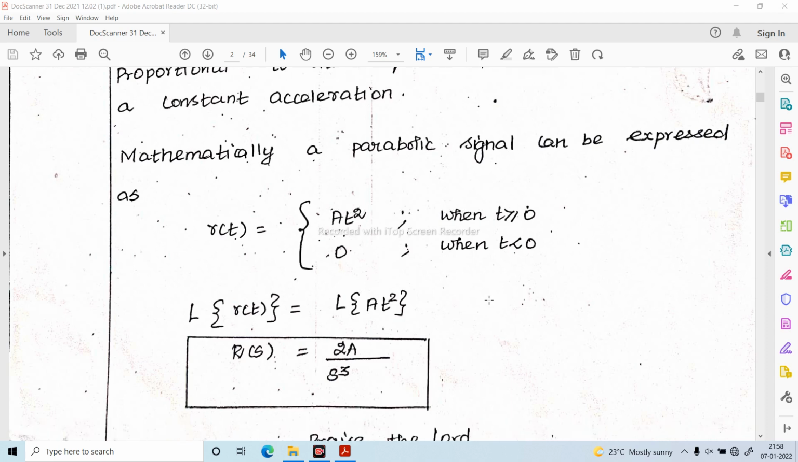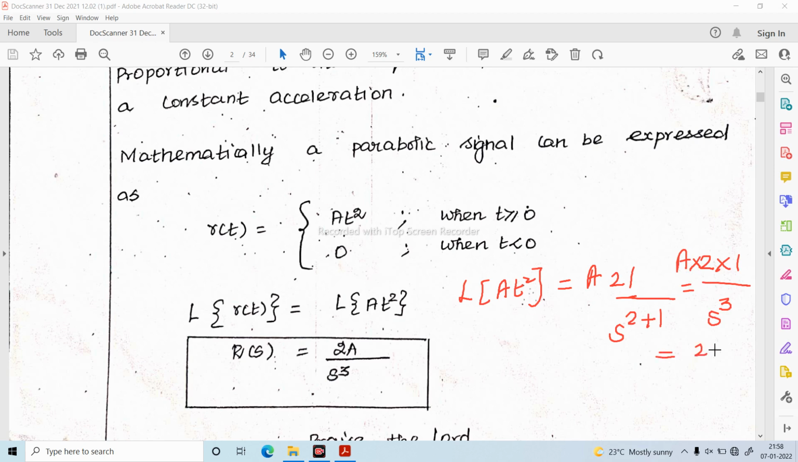Next I am going to find the Laplace transformation of R of t. So R of t is at square. I have already given the formula. So 2 factorial divided by s power 2 plus 1. 2 factorial means what? 2 into 1. So a into 2 into 1 divided by s cube. The answer is 2a divided by s cube. So this is the Laplace transformation of the parabolic signal.